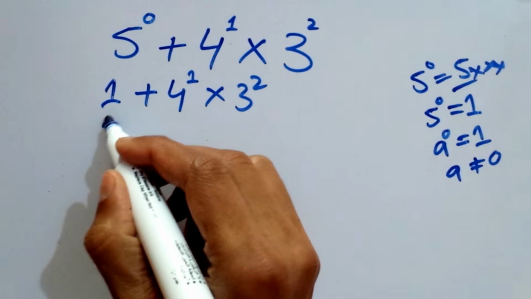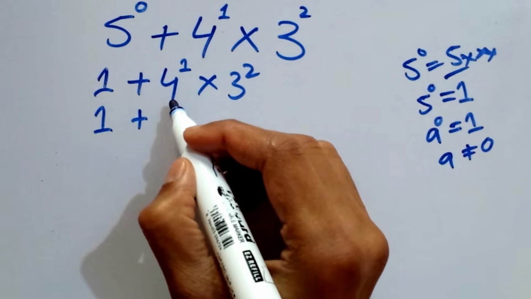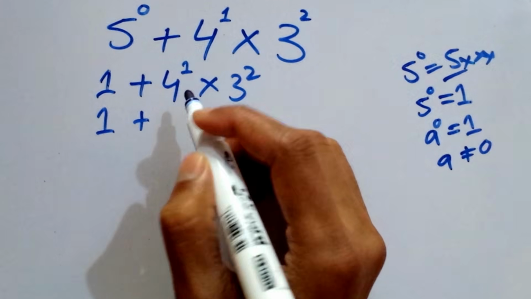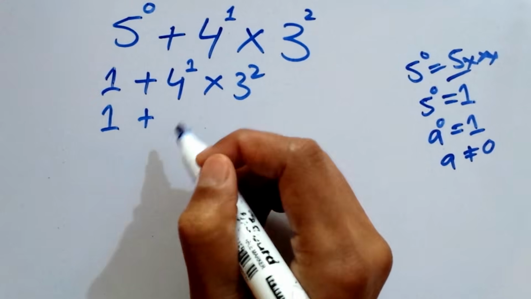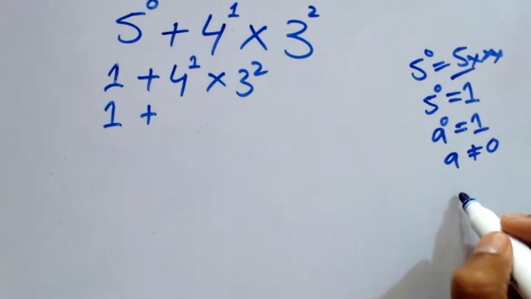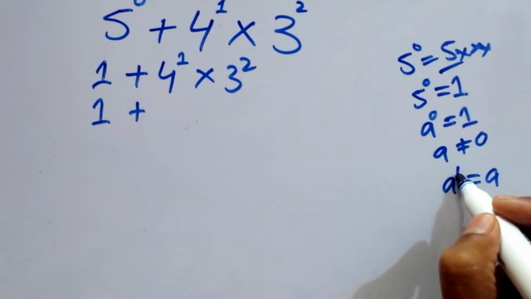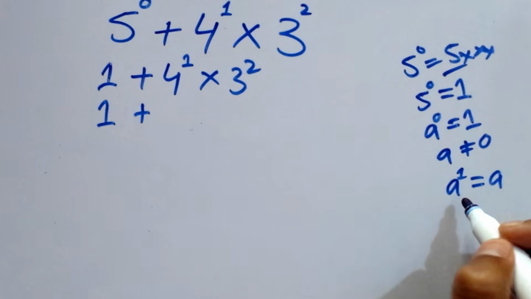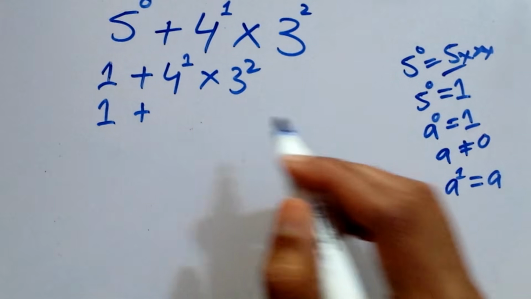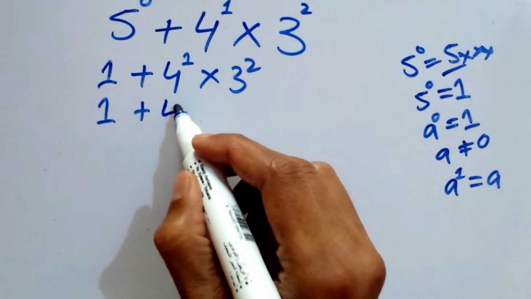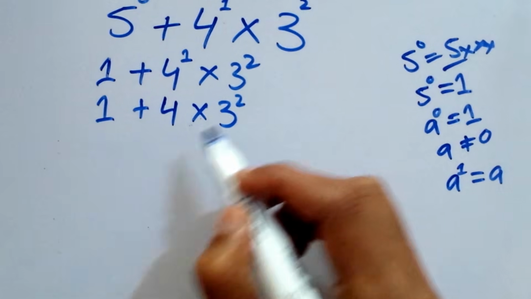Now 1 plus 4 to the power of 1. Any number raised to the power of 1 is equal to the number itself. Mathematically, this identity is expressed as a to the power of 1 equals a, where a is any real or complex number. So 4 to the power of 1 equals 4, times 3 to the power of 2.